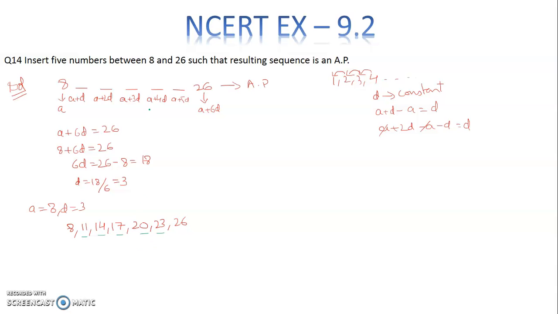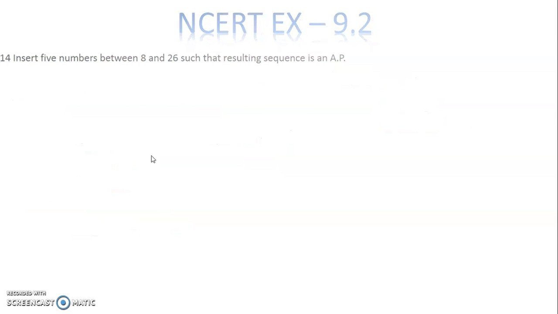You can cross check, see here A plus 5D is equal to 8 plus 5 into 3. So 5 into 3 is 15, 15 and 8, 23. Correct. So this is an easy question, nothing difficult. So in this way we can solve this question. Let me proceed with the other questions.